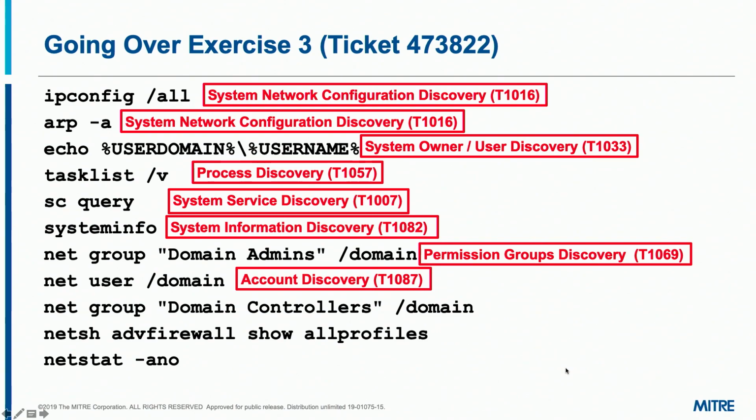Net user/domain, we'd call account discovery. Net group domain controllers. So this is looking at the list of domain controllers that are within the domain that the adversary has found themselves in. So this is remote system discovery.